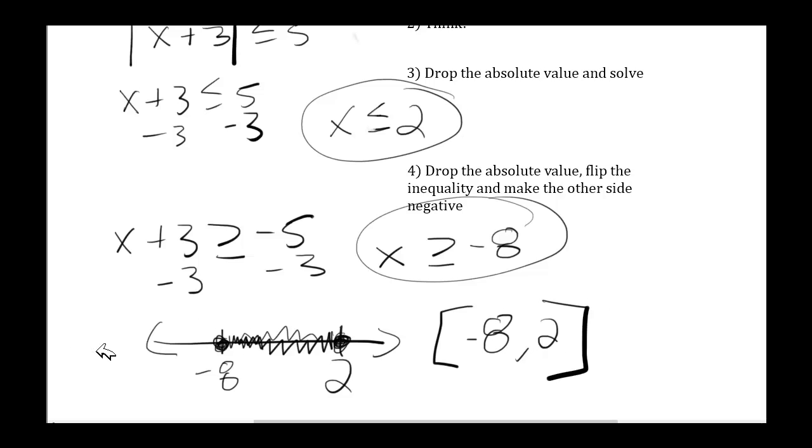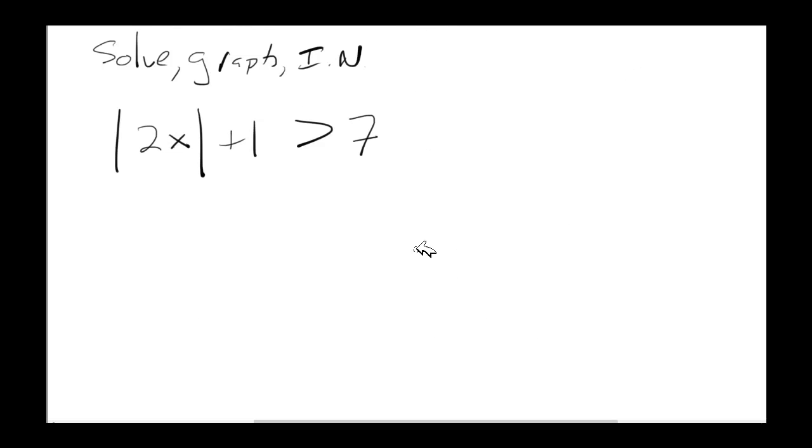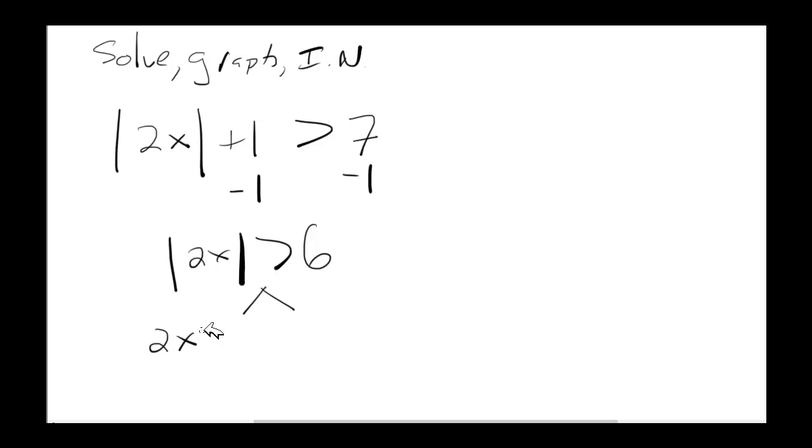Alright, let's try another one. Okay, so here's another absolute value inequality. So step 1, isolate the absolute value. Absolute value of 2x is greater than 6. Now I think, is this possible? Yes. This is a nice positive number over here, and this can become positive. So now I break into my two things. I drop the absolute value, and I solve like normal, and I drop the absolute value, I flip the inequality, and I make the other side negative.